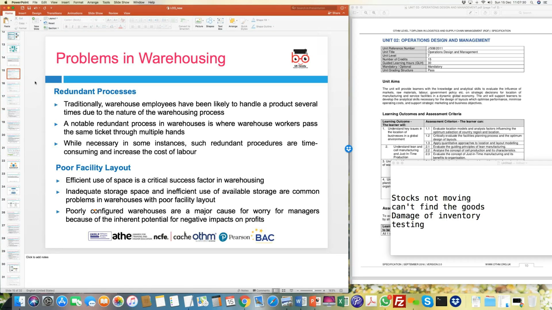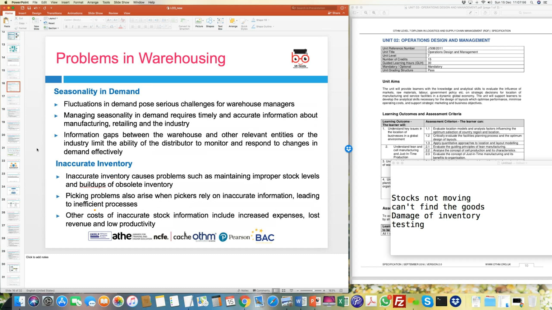So when I talk about redundant process, this could be an example wherein the goods have not been tracked by the planners within the warehouse. What has happened is it's got a perishable life, and that would mean the goods now have to go to the landfill, or they have to be binned because they no longer have a shelf life they can be used for. Poor facility layout, you've given an example, sometimes damage to the inventory, you can't find goods. That basically would be one of the problems that you see in the warehouse.